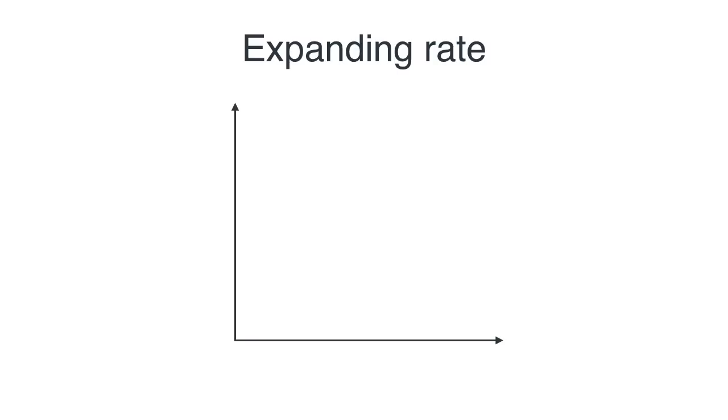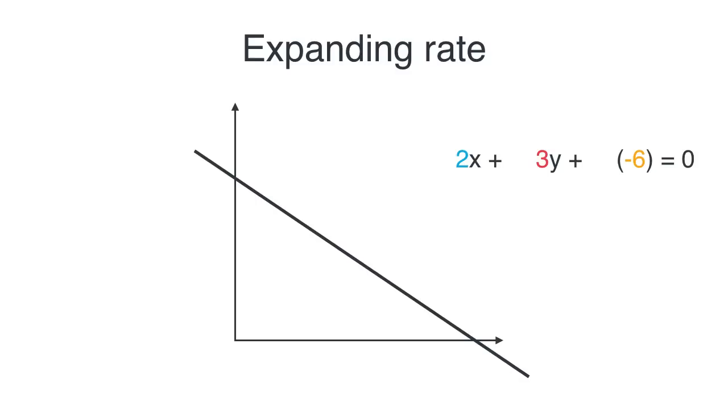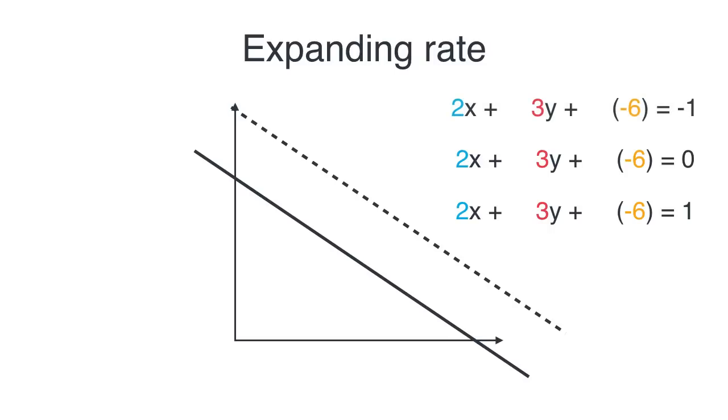So what we're going to do is introduce something called the expanding rate. And the expanding rate is very simple. We have again our equation 2x plus 3y plus minus 6 equals 0, which gives us this line. And then we have our two neighbor equations, the one that gives us 1, which is over here, and the one that gives us minus 1, which is over here. Our expanding rate is just going to be some number. And remember that in machine learning, we always want to make tiny steps. We don't want to make any big steps. So we want to separate these lines, but by a very small amount.